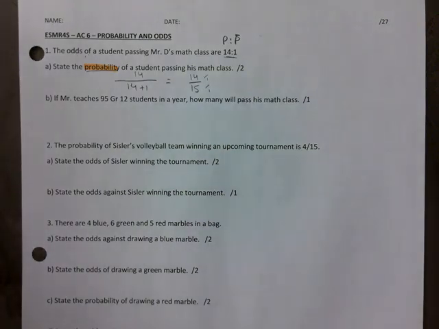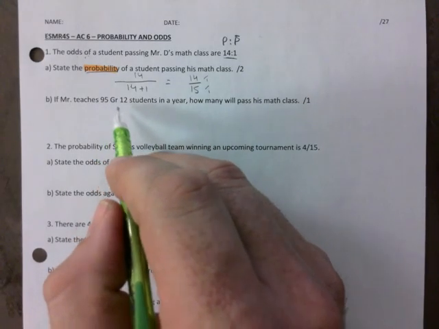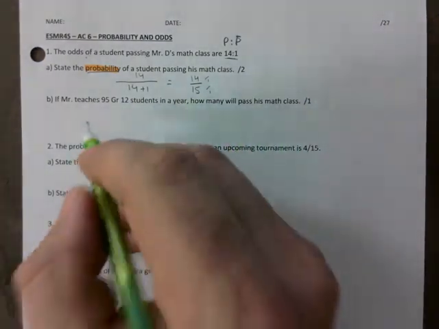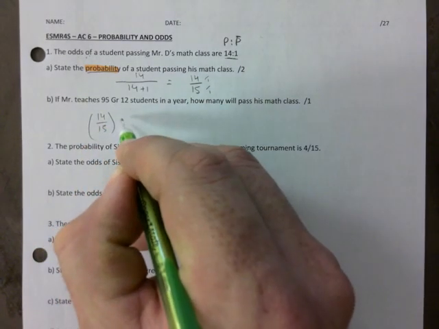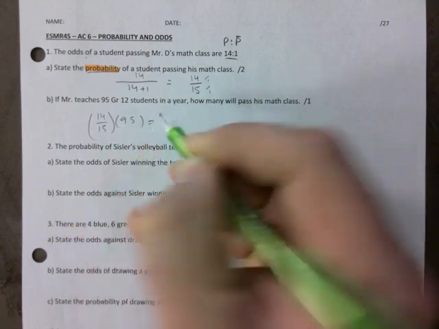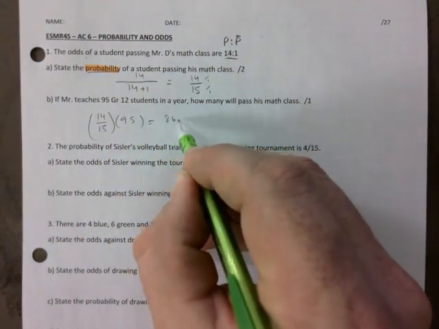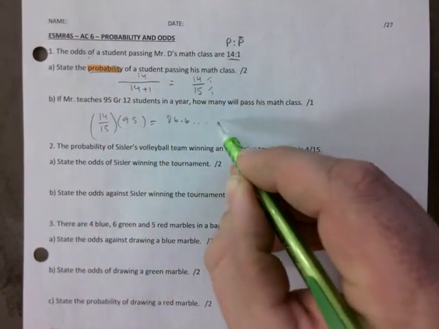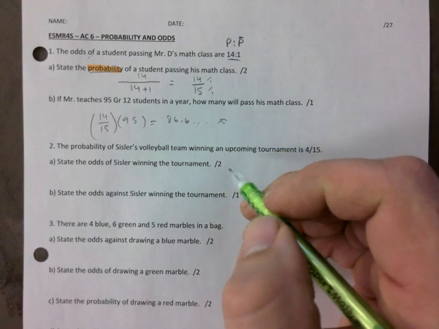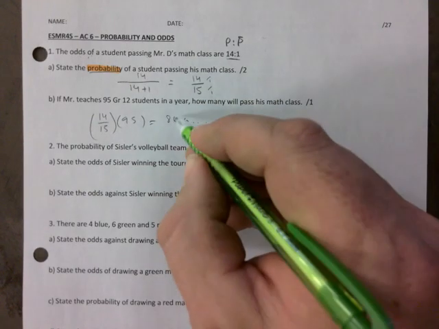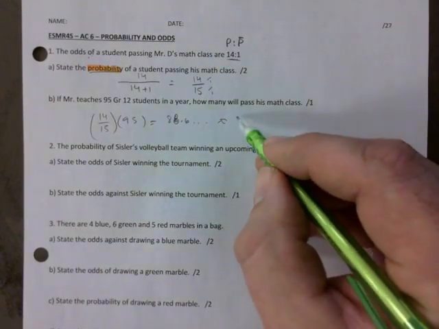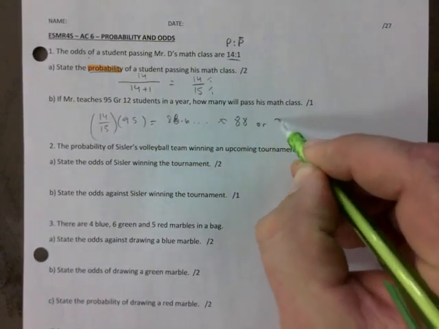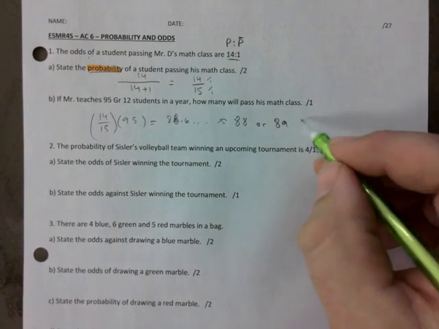And 2 marks there. If Mr. D teaches 95 grade 12 students in a year, how many will pass his math class? Prediction. So you go 14 over 15 times 95. You get 86.6 repeated. So no, not 86, right? 88, sorry. 88.6 repeated, and so you have to say either 88 or 89 students.